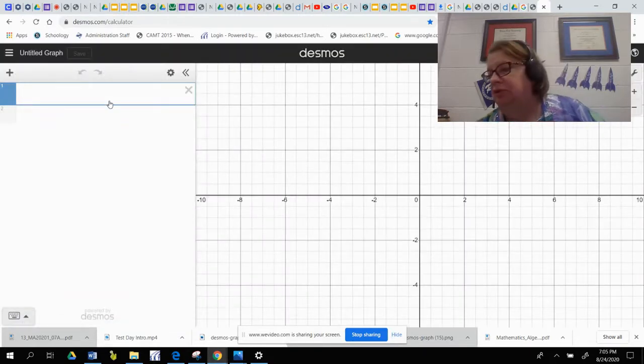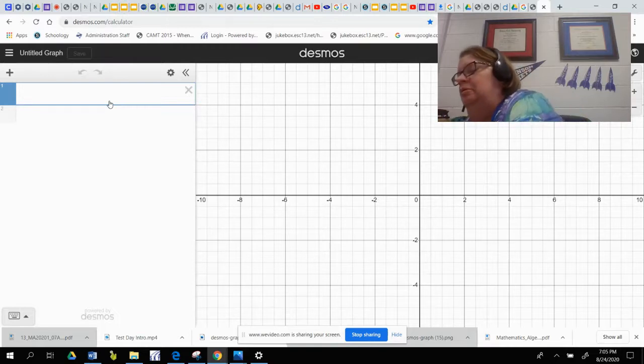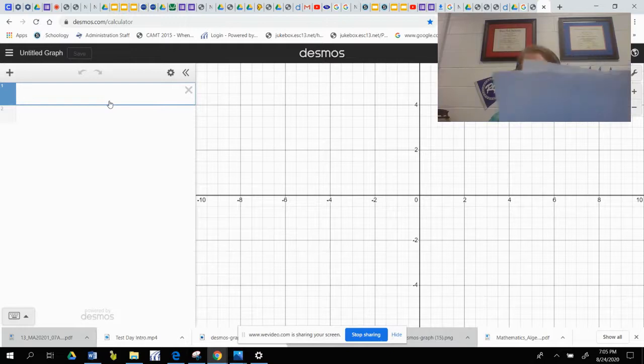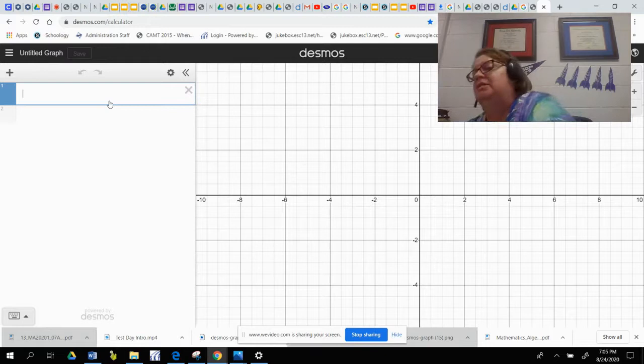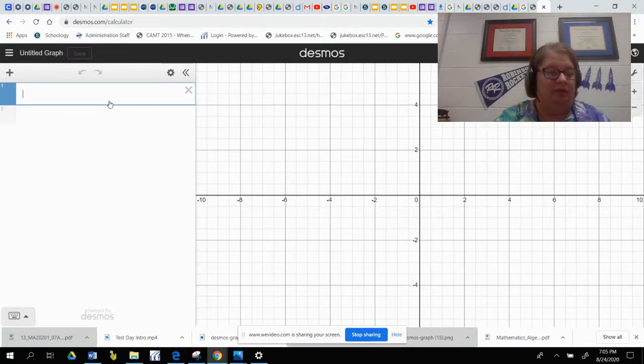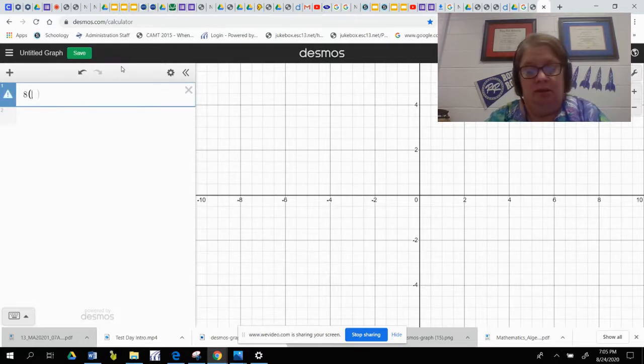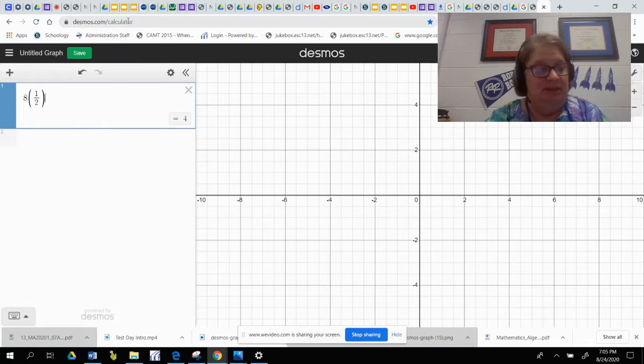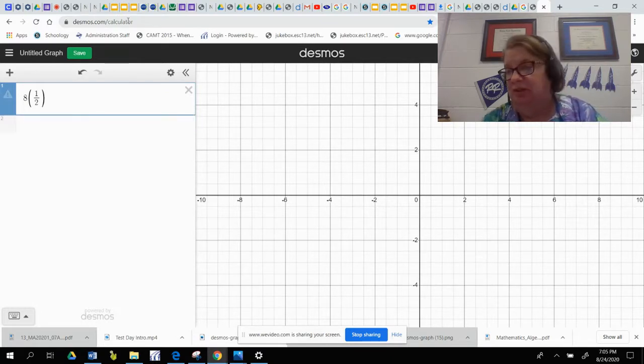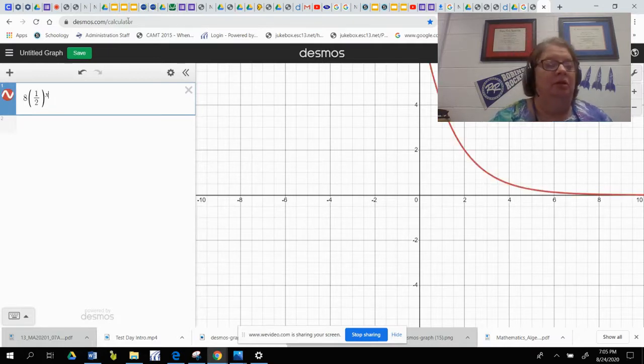The first equation is 8 times 1/2 raised to the power of x. That's Shift 6 to get the exponent, then x. Okay, so there's the graph that you can sketch on your paper.